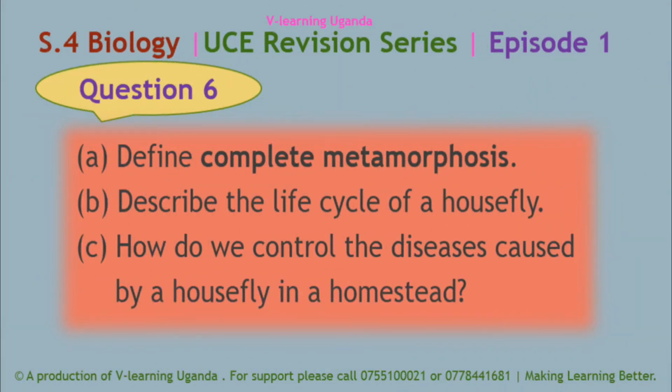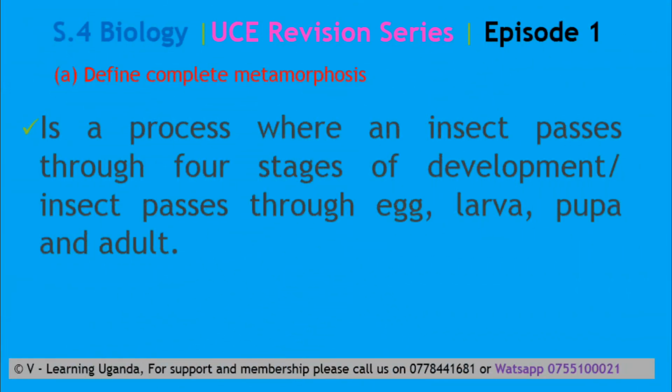We are into question 6. Our question 6 part A reads, define complete metamorphosis. Part B, describe the life cycle of a housefly. And part C, how do we control the diseases caused by a housefly in a homestead? So this is our question 6.